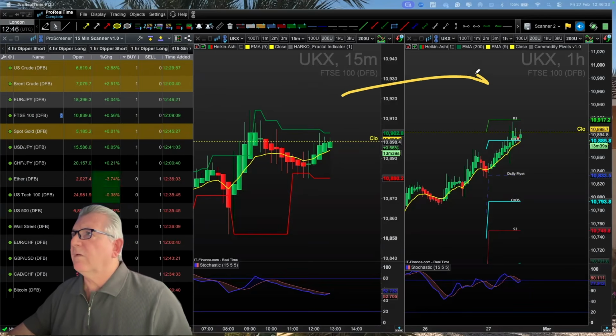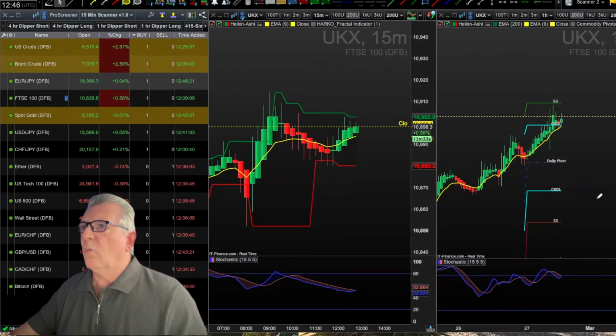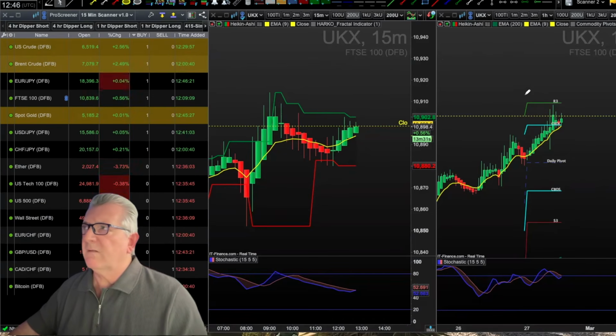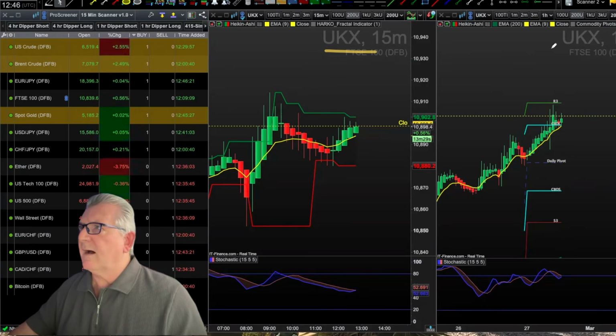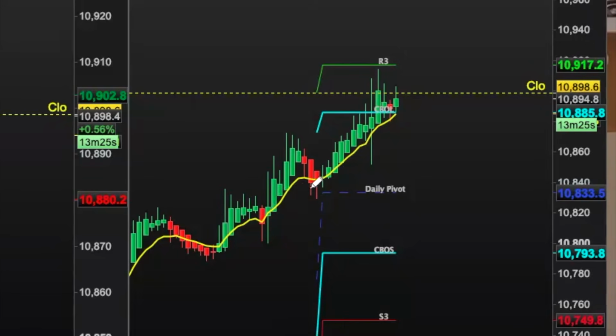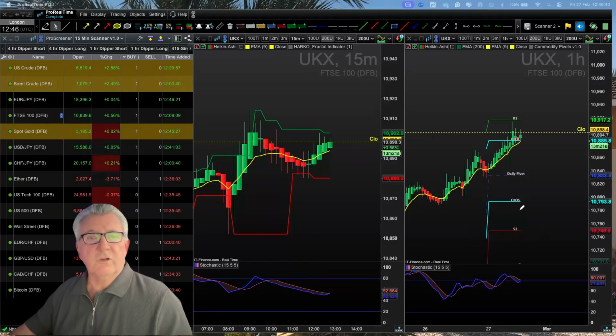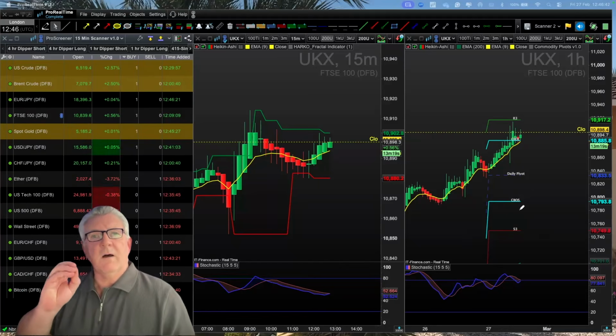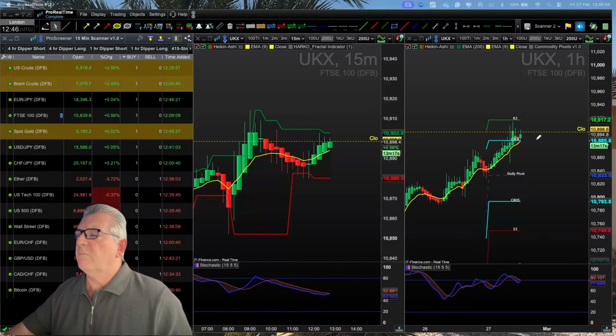Now, moving over to the 1-hour chart, this just gives you a heads up of what's happened on a 1-hour time frame, and that's a 15-minute time frame of the same asset. This one is the UK. So you can see there's a 9 EMA, this yellow line here. So long as we are trading above the 9 EMA, the market is positive and running positive.